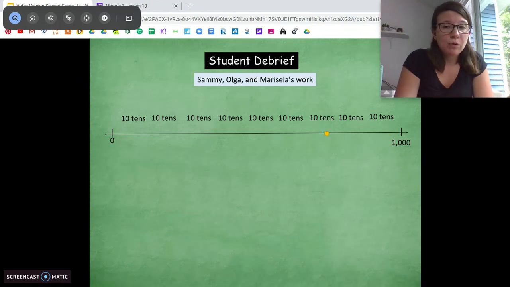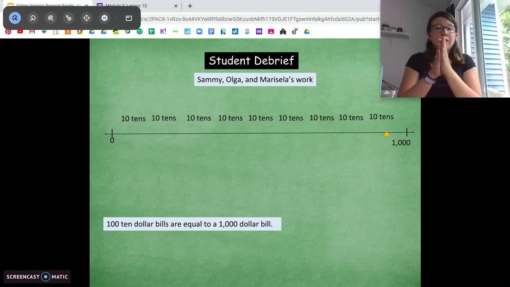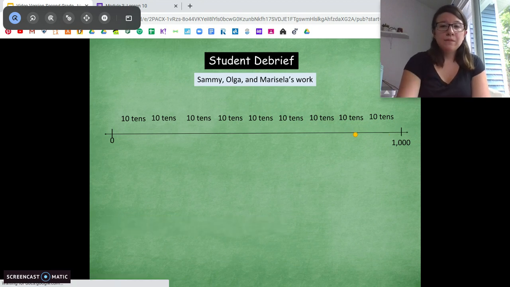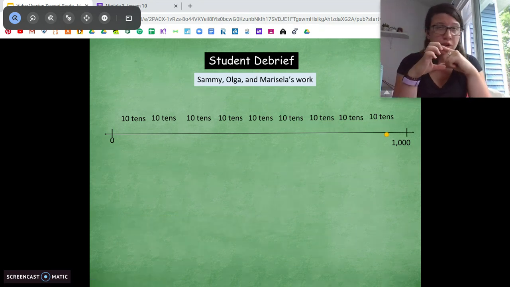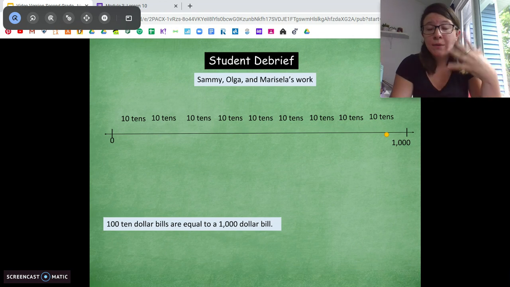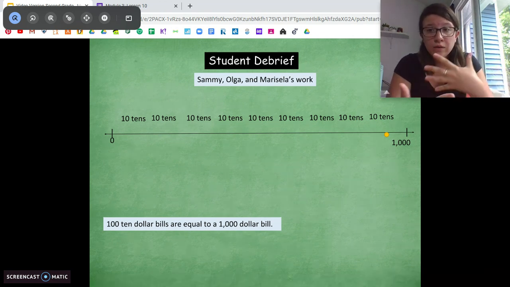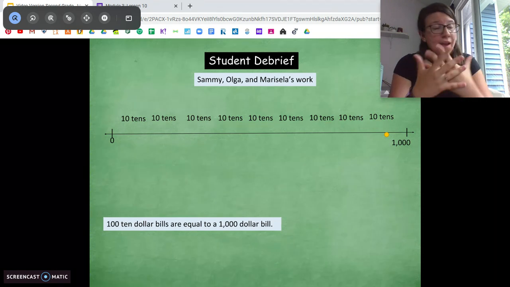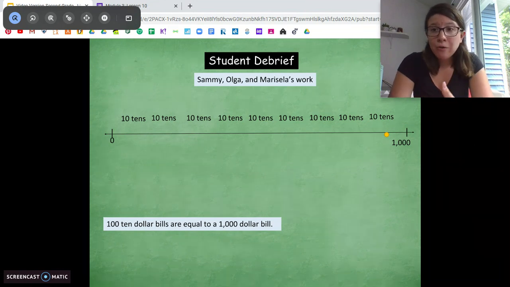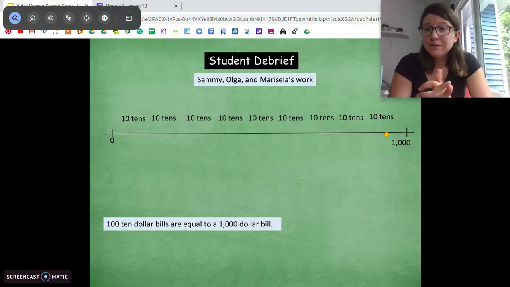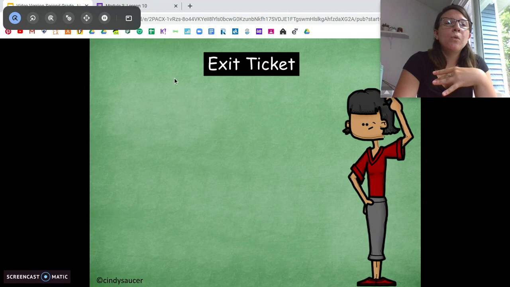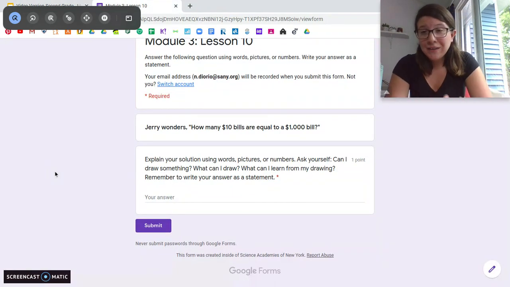So every single person, no matter what strategy they used, whether they used the number line, whether they used a number bond, whether they wrote the relationship between tens and hundreds, whether they drew $10 bills, $100 bills, whatever strategy you use, that is more than okay. What's important is that we figured it out using our own strategies, using our own way of thinking. But everybody got to the same answer: 100 $10 bills is equal to $1,000. So how many people can Jan give $10 bills to? 100. Perfect.